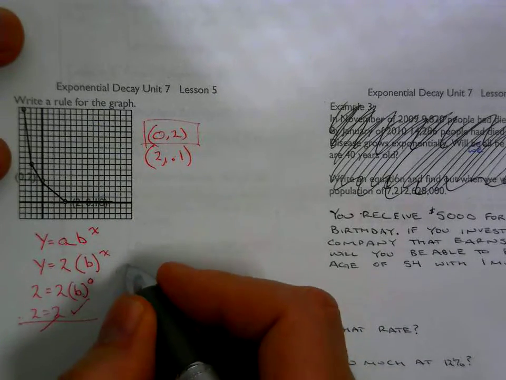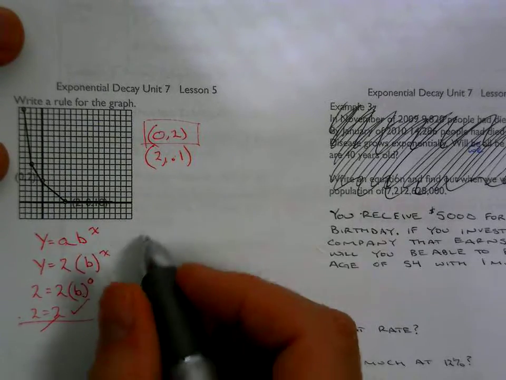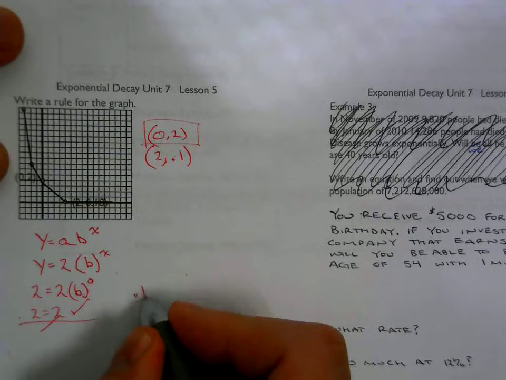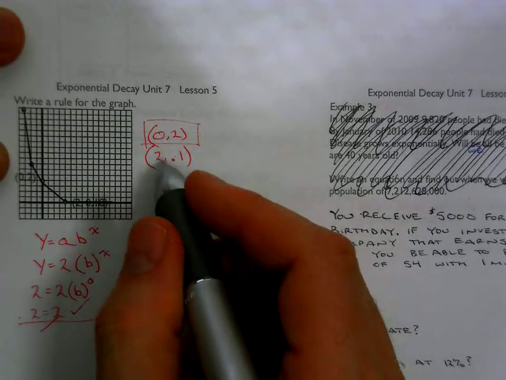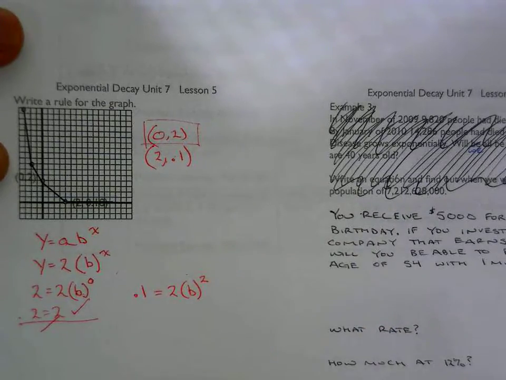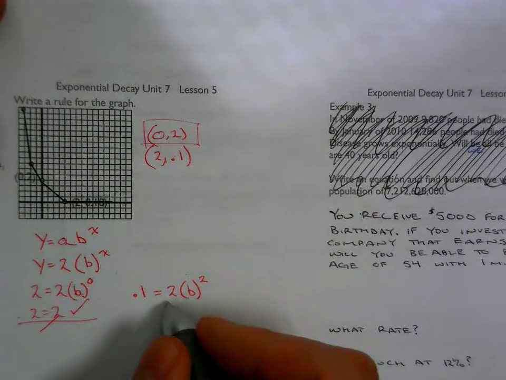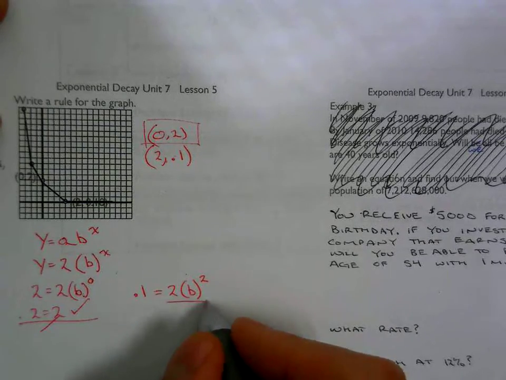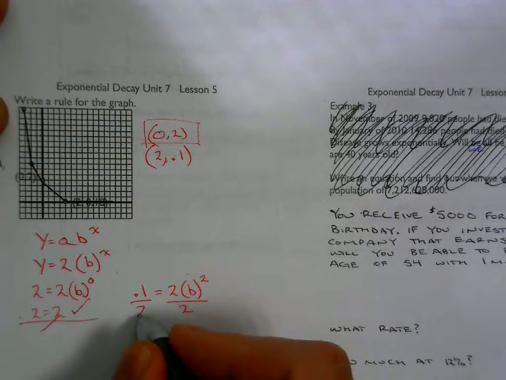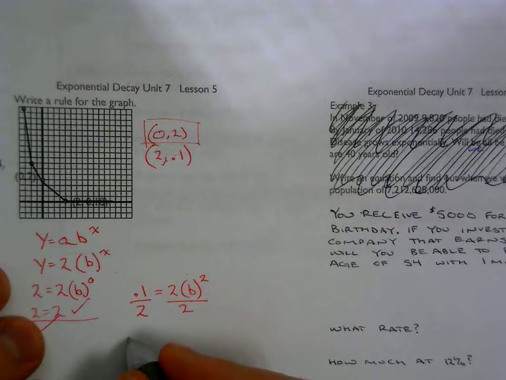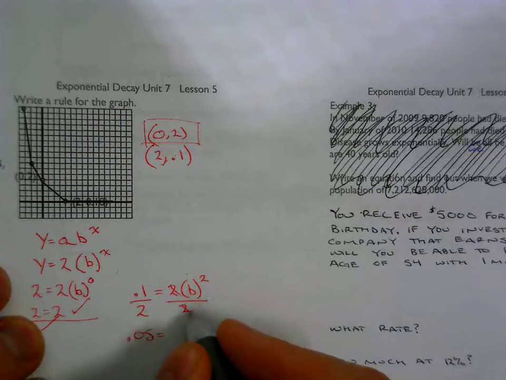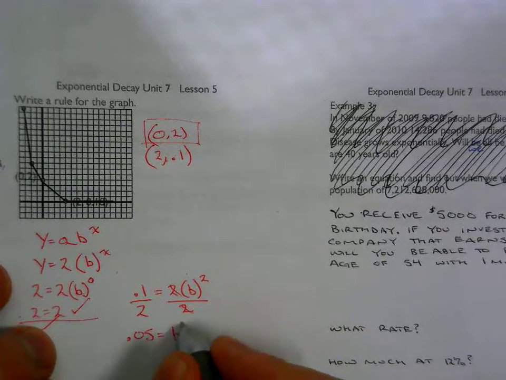So again, we'll plug things back in. We'll say y equals 0.1, equals 2 times b, and this time the x value is 2. Alright, if I go ahead and try to solve for b, remember we're doing the reverse order of operations. I'm going to divide both sides by 2. And so if I take 0.1 and divide it by 2, I'm going to get 0.05. So 0.05 equals, these have canceled out, then I have b to the 2nd power.